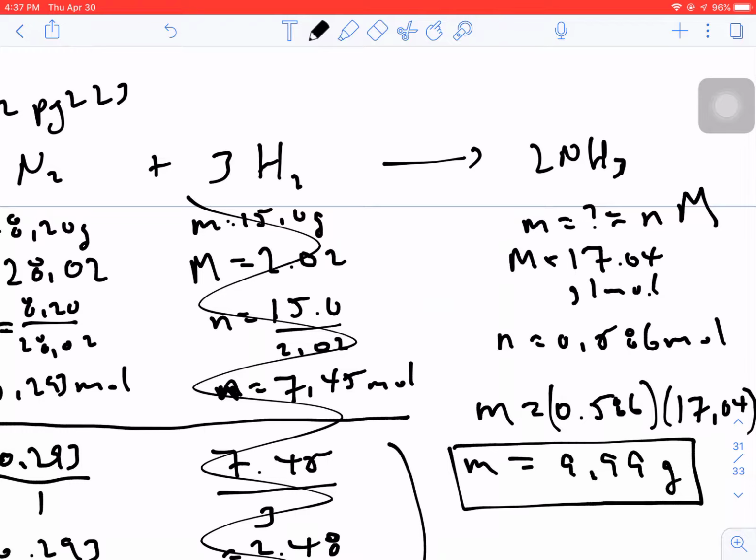Okay, so there's the answer for question 12 on page 223. I did one more question this morning, and I want to do it right now. And hopefully you'll find it helpful. Same thing. All these questions are the same thing. I'm just changing the chemicals.